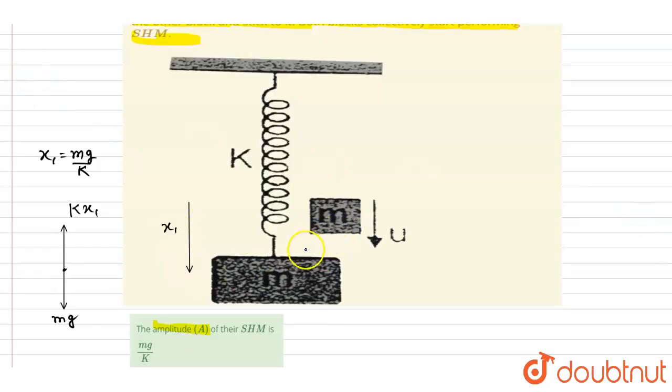Now when this block sticks to it, let's say the spring extends more and reaches a new equilibrium position, and the extension in the spring is x2. Since the block is stuck to it, the weight force here will be 2mg, and in the upward direction kx2 will be there. If you equate these two, since we are finding the equilibrium position, we get kx2 equals 2mg.